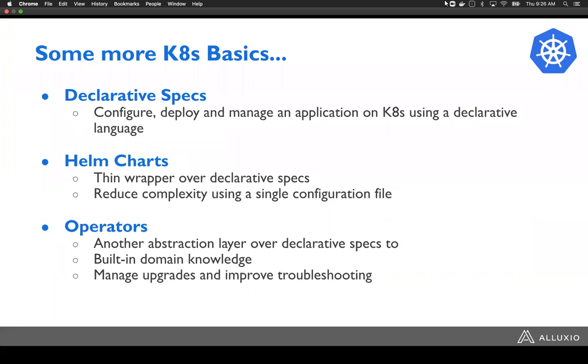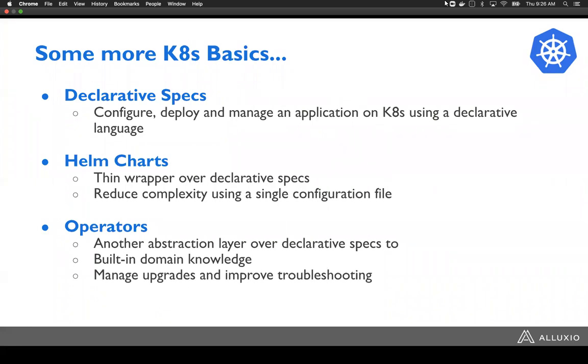What Helm provides is a thin wrapper over the declarative specifications. It reduces the complexity by specifying any redundant values in a single configuration file. This single configuration file compiles into the multiple declarative YAMLs that we used in the previous step, so that when you make any configuration change, you have a single location to modify, and all necessary YAMLs are modified.